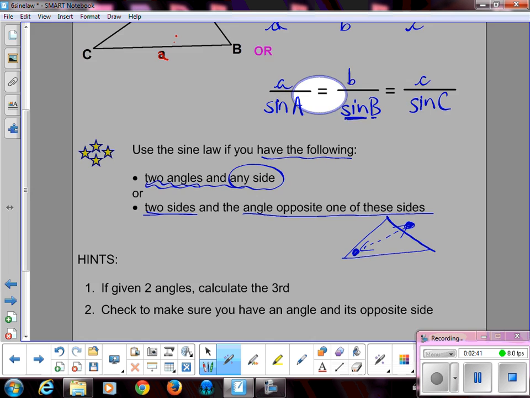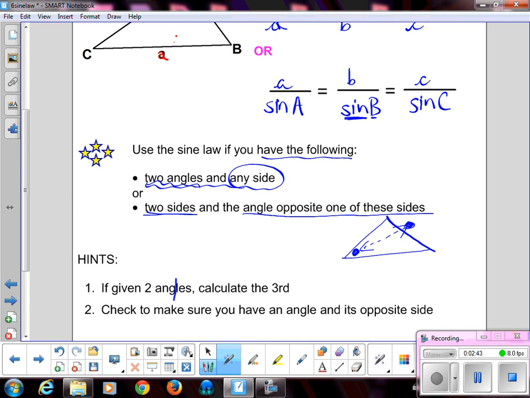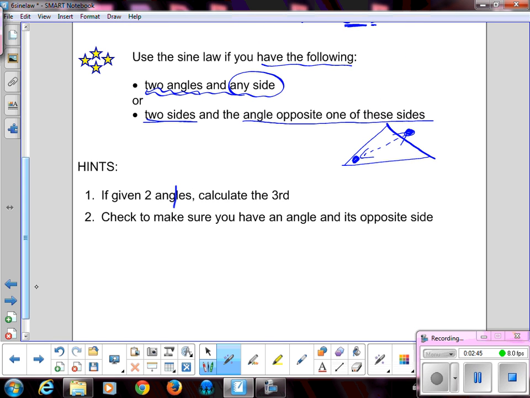So let's take a look at a few hints that'll help you with this. So first of all, if you are given two angles, it just makes sense to calculate the third one. You might need it, you might not, but if you've calculated it, then there's no problem. Also, just make sure, check, that you have an angle and its opposite side. So just like that picture that I showed you a moment ago. Okay, so let's actually go and do some questions here.